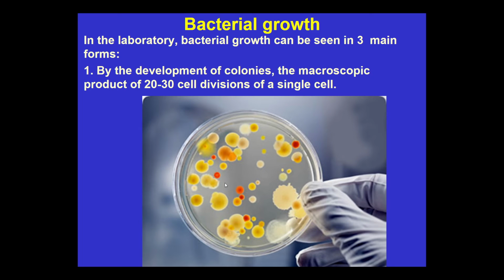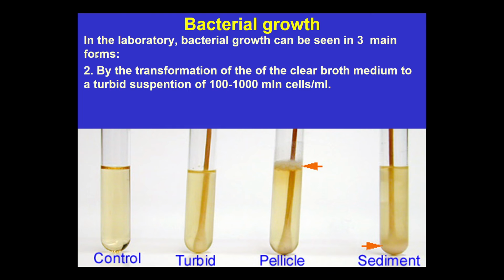So the colonies are formed on the surface or inside, in the depth of the solid medium. The colonies are never formed in the liquid medium. Okay? Then the second way of the growth of bacteria is the growth in the broth culture. So the colonies are not formed. And in the broth culture, bacteria may also grow in different manners.